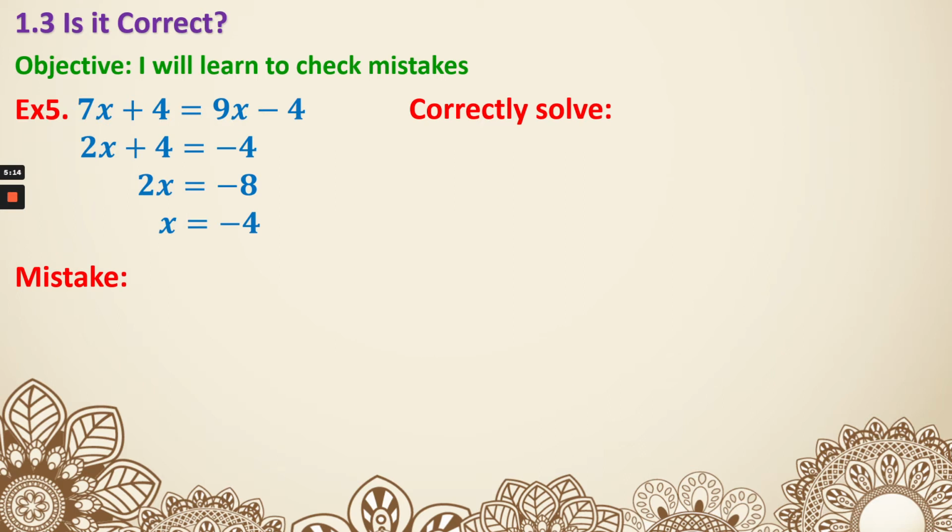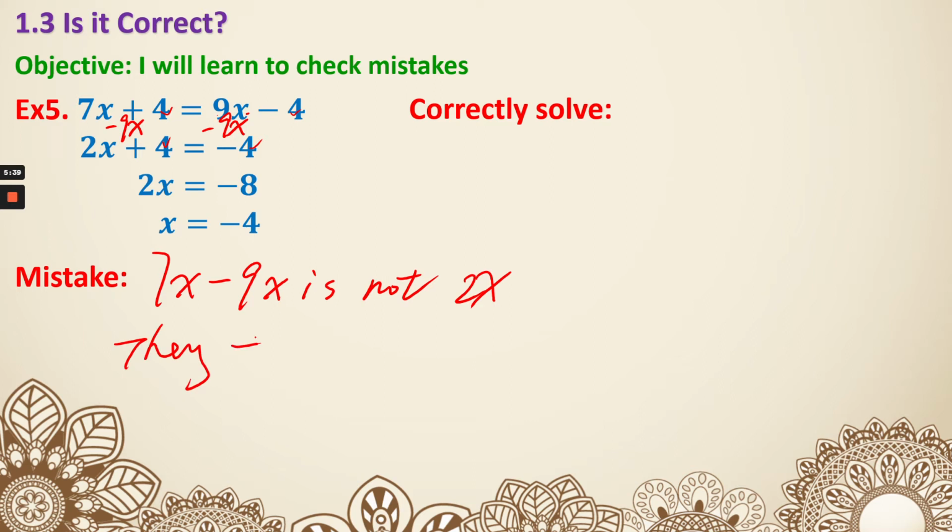Number 5. 7x plus 4. Oh, you see the 9x is gone, so you know they tried to take away the 9x. Subtract 9x on both sides. And everything else is right, the negative 4 is right. However, 7x minus 9x is not 2x. So here's what they basically did. They forgot the negative sign in front of x.